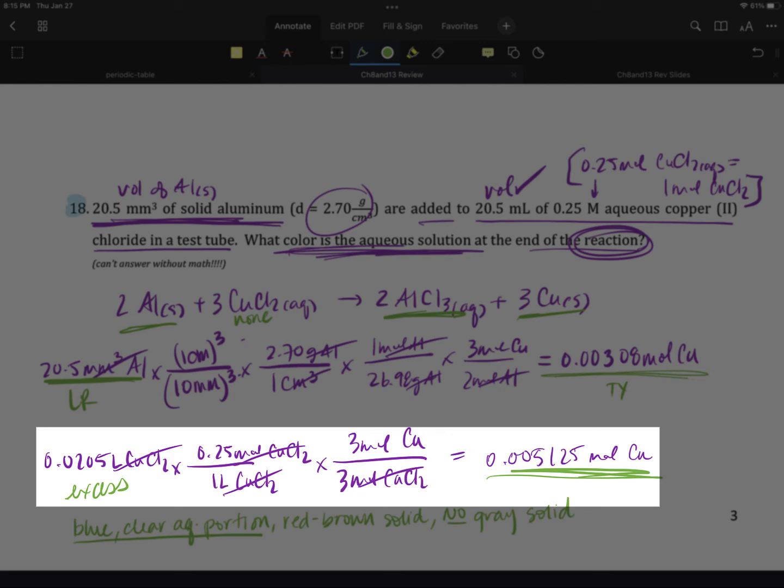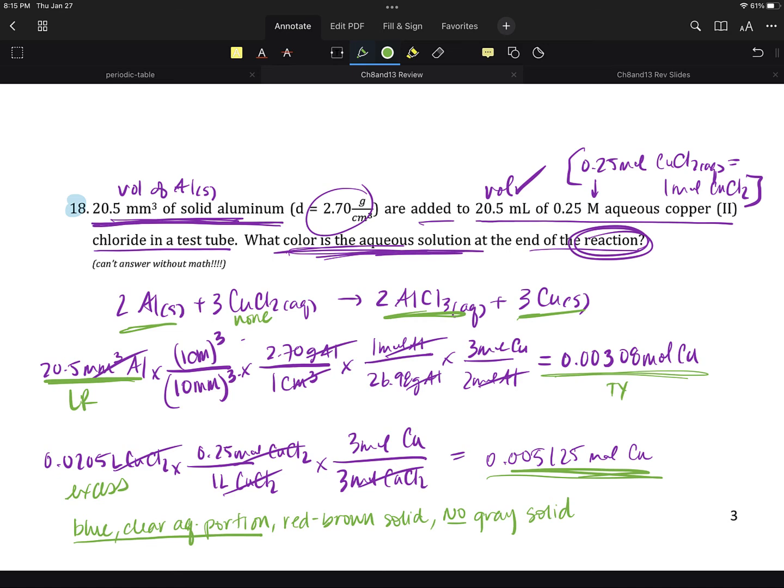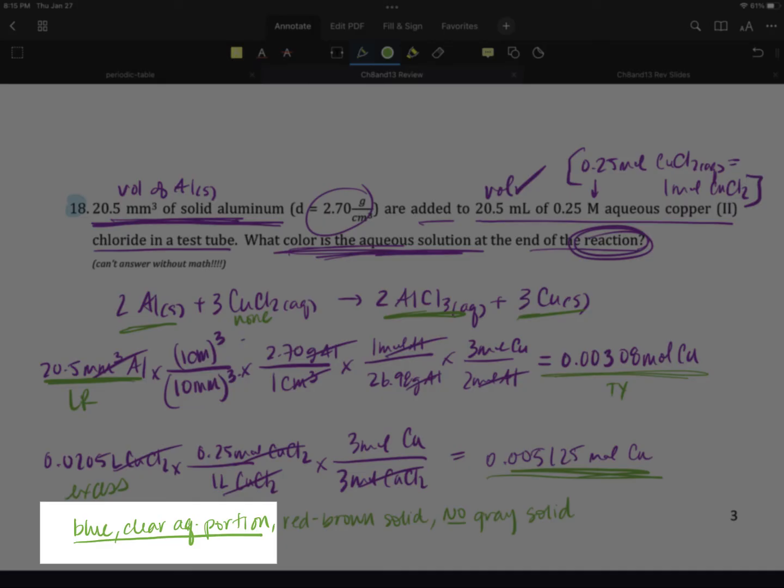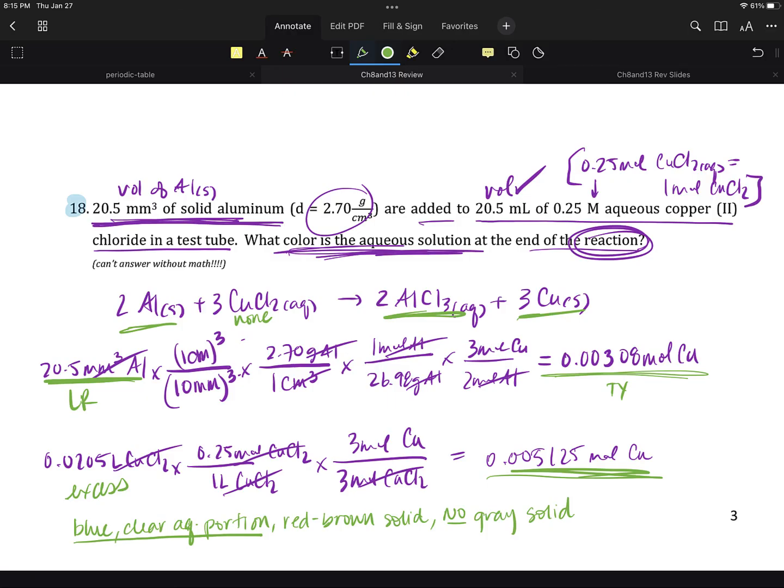And then when I look at my two potential amounts of copper, I would see that indeed the aluminum is our limiting reactant because it produces the smaller amount of copper, which means that there will be excess copper(II) chloride aqueous, which means that the final color of the aqueous portion will be blue and clear, right? Whereas if copper chloride had been limiting, the aqueous portion would be colorless and clear. Yes, does that make sense?